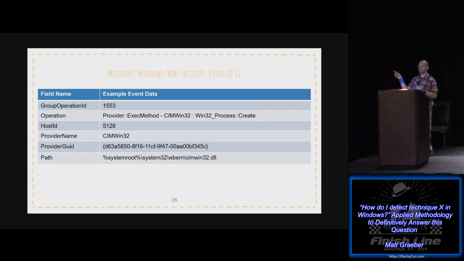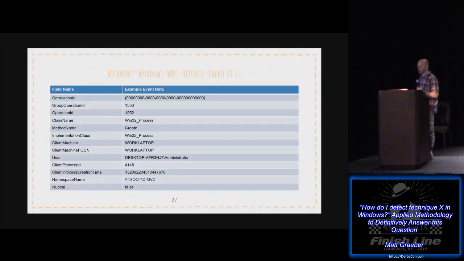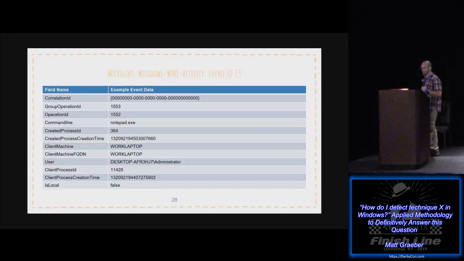Event ID 12, so Win32 process create right there. That's pretty handy, and we get a corresponding DLL path. We got that event in the event log earlier that said that SimWin32 was loaded. It looks like this event ID tells us why, because Win32 process create was called, so that corresponding provider was loaded. Event ID 22, we get some additional interesting contextual information potentially related to the lateral movement activity. And then my favorite, event ID 23, which also includes the command line of what was executed.